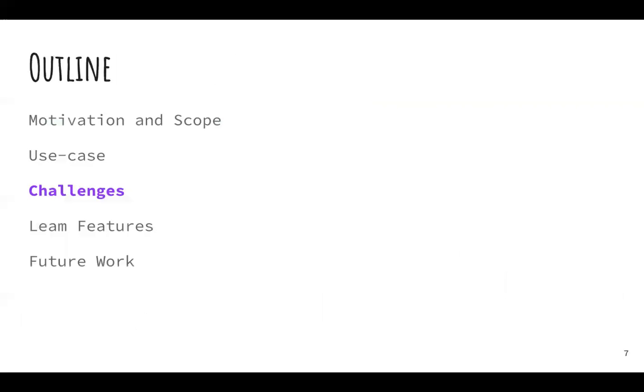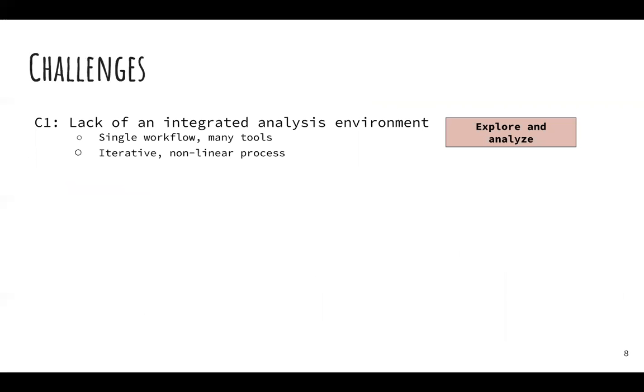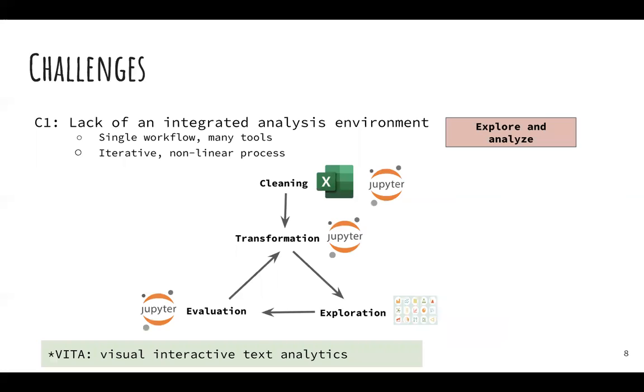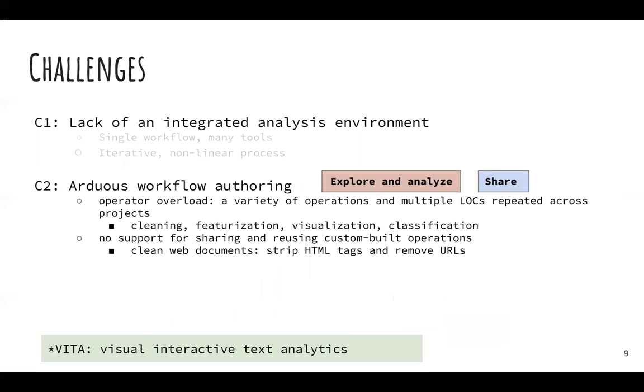Let's look at some of the relevant challenges in the context of this example. The first challenge we discuss is the lack of an integrated analysis environment. Text analysis workflows often require users to employ many disjointed tools such as spreadsheets for data preparation, computational notebooks for model building and evaluation, and visualization tools or libraries for exploration. We call these visual interactive text analysis, or VITA for short. Now, moving back and forth between these different tools while iterating over various steps can be cumbersome and overwhelming for users. The next challenge is the difficulty in implementing the workflows.